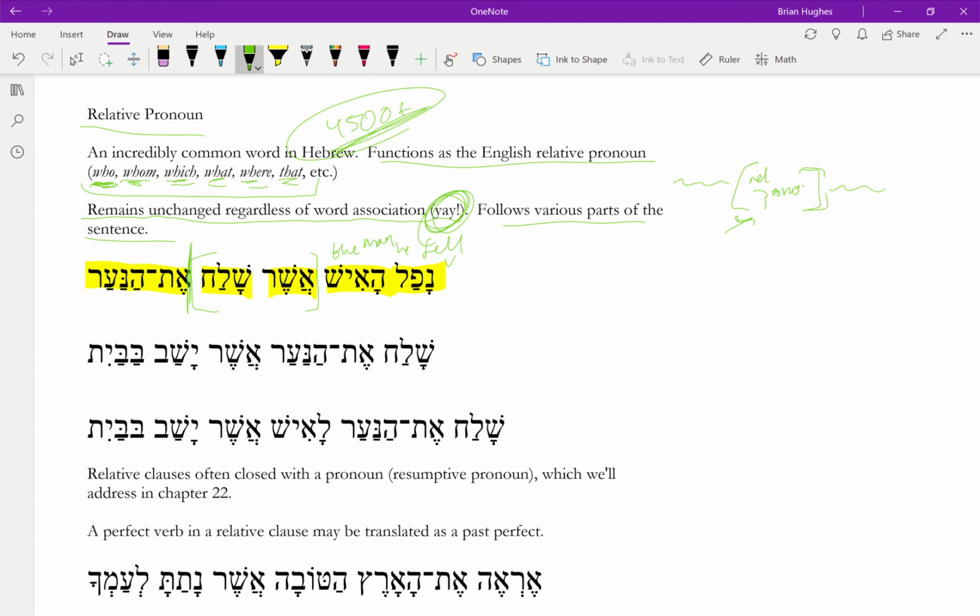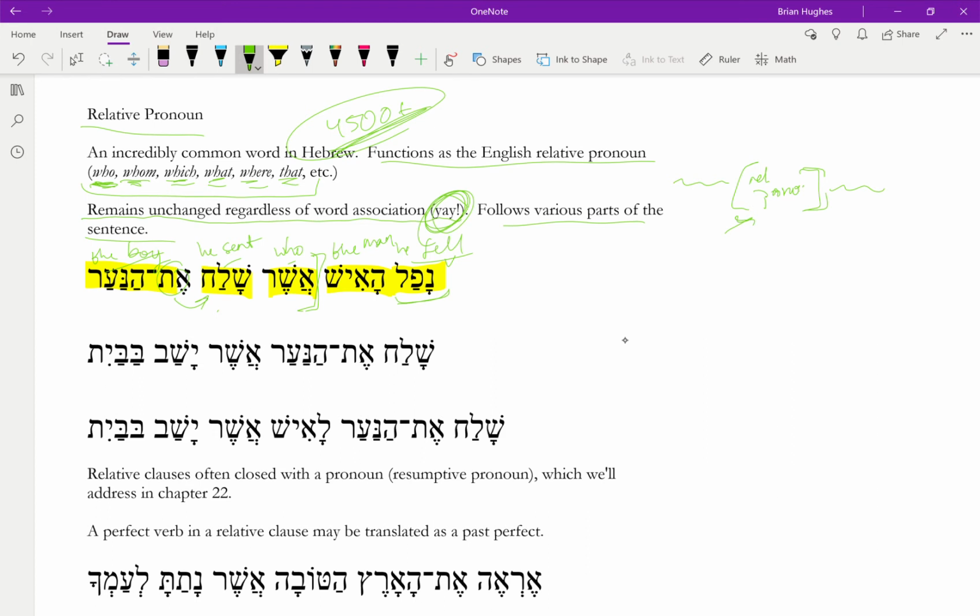So we're starting this sort of subordinate clause, getting a little bit more information about this. So asher is coming right after the man, so it probably is who. Shalach, so this is a Qal perfect 3ms from to send, so he sent. Et hana'ar, this is receiving the action of this verb, the boy. So we would translate this, the man who sent the boy fell. It's a little confusing because you're holding off on using this verb, but in terms of English, that's how we would construct this sentence.